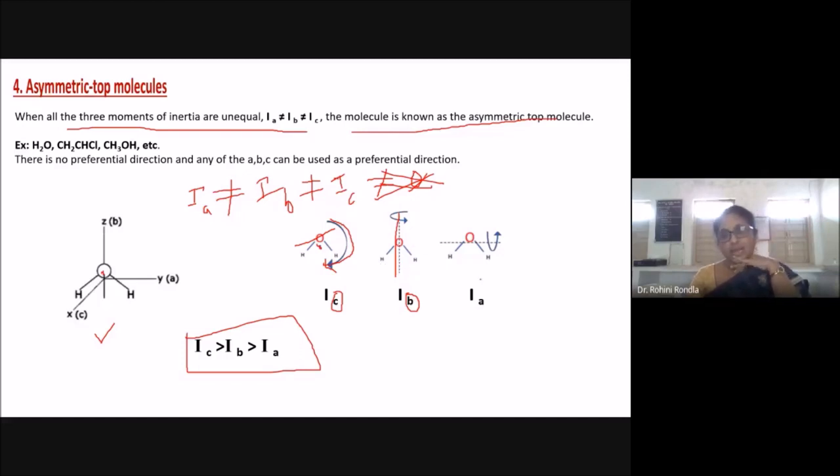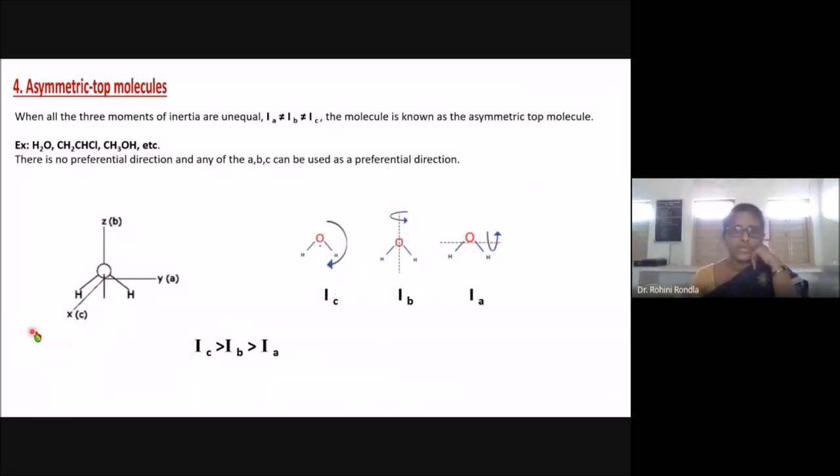Okay. And in the case of the A axis, it is passing through the oxygen atom, but these oxygen and two hydrogen atoms will be in the same plane when you are passing through the A axis. When you send it like this, you will see all the atoms are in the same plane. Okay, they are in a line. See them.